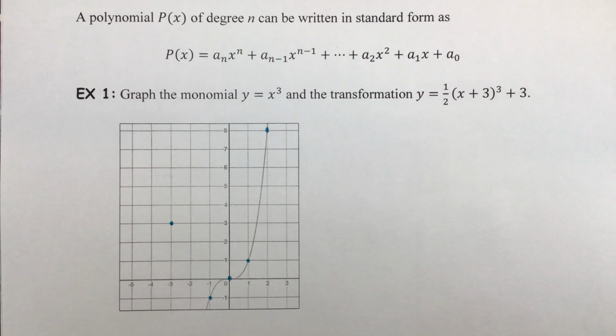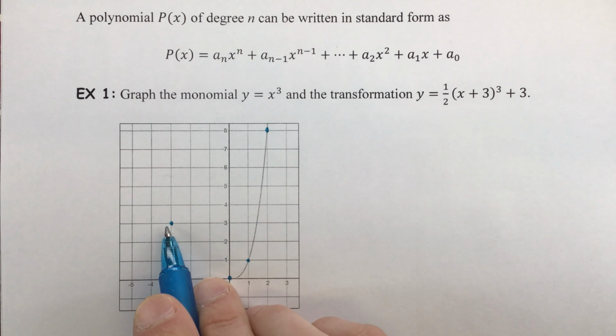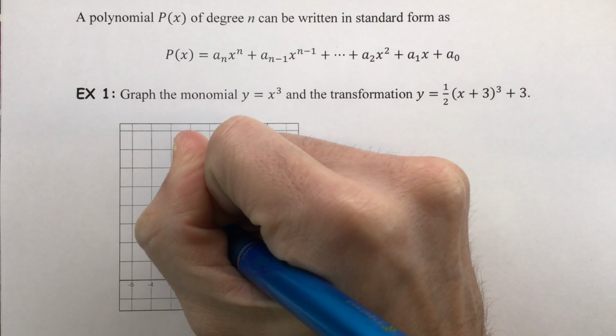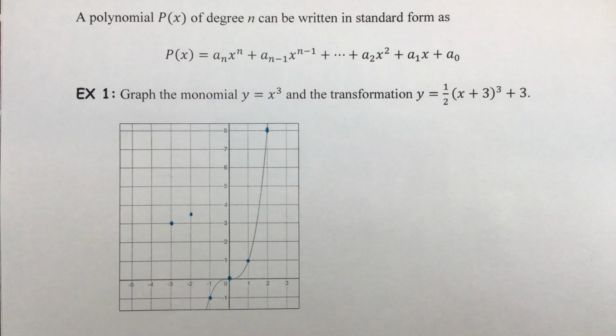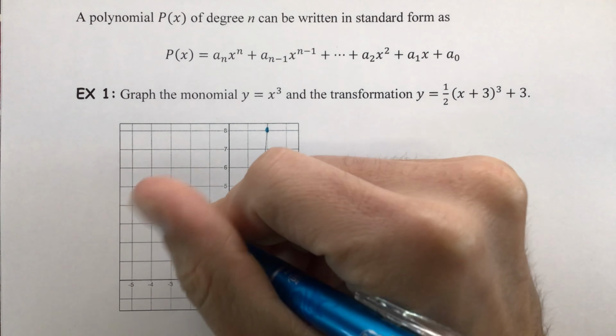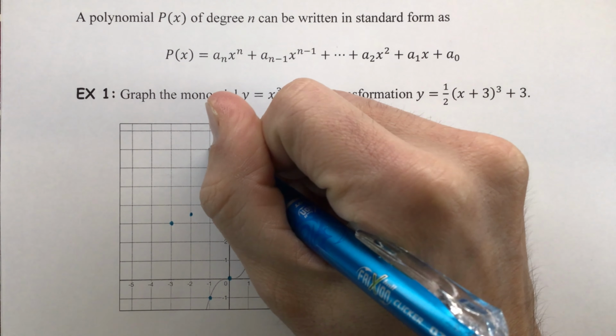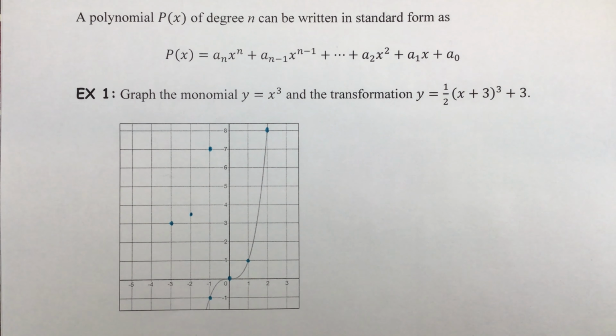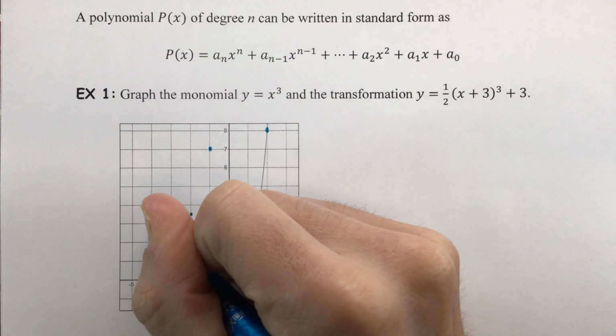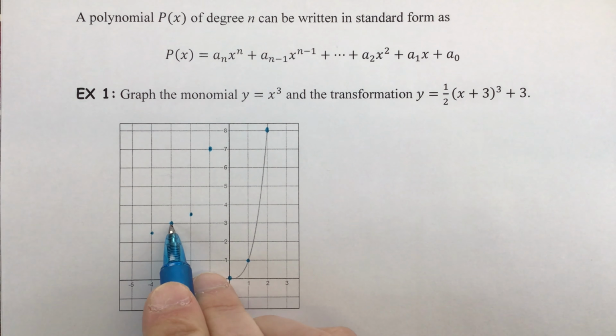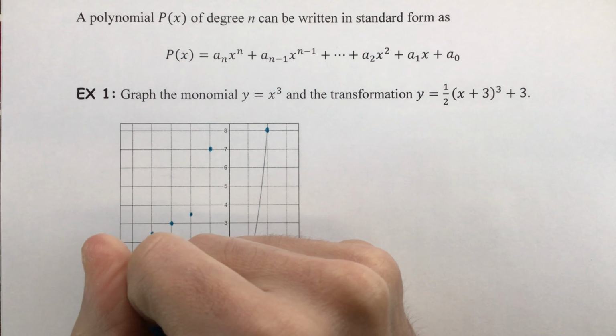The 1/2 is going to be a vertical compression. Whatever you think the outputs would be, they're going to be half as much from that point that we've just plotted. So instead of going over 1 and up 1, we're going to go over 1 and up 1/2. You get a point right here. And instead of going over 2 and up 8, what we're going to do is go over 2 and up 4. The other side is going to look the same, just in the down direction. We'd go over 1, down 1/2. We could also go over 2, down 4.